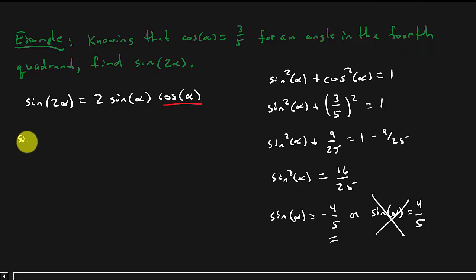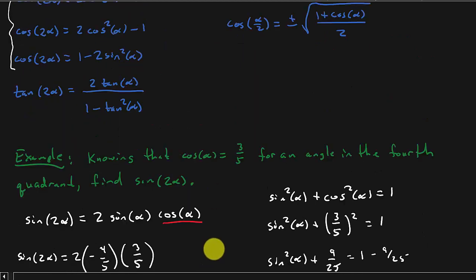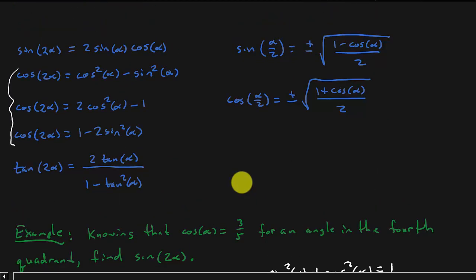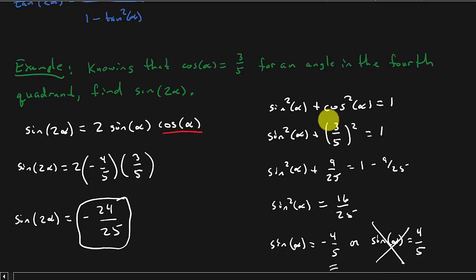And so now I have sine of 2 alpha is equal to 2 times negative 4/5 times 3/5. So I get sine 2 alpha, what is that, negative 24 over 25. And there's sine 2 alpha. Okay, and you would work any of them the same way. Whatever they ask you to find, just write the formula down and see what you need to plug in. You know, just like I did here. And if you don't have everything, well, you need to find it. There will be a way to find it.